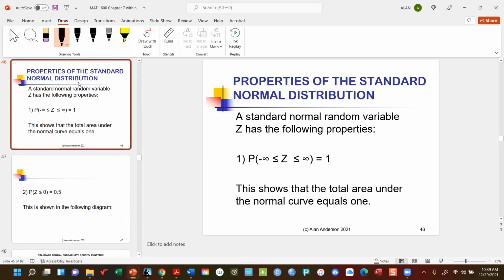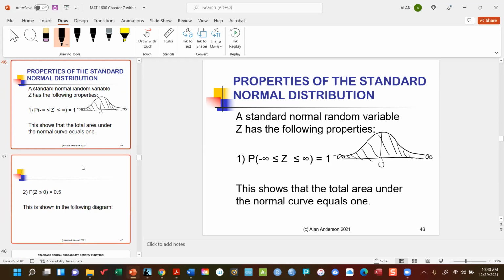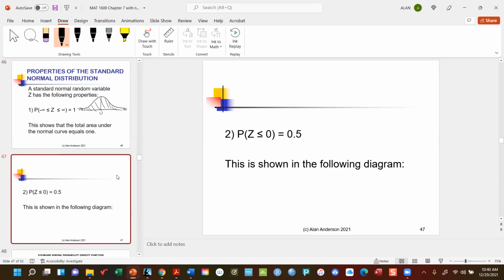First of all, the area under the entire curve, as we've already seen, is equal to 1. This is the formal statement of that. On the graph, we are essentially showing that the entire area up to positive infinity, down to negative infinity, is equal to 1. This is required by the axioms of probability. It just means that Z has to be somewhere on that real number line. Okay, so that's pretty straightforward. But here's an interesting consequence of this.